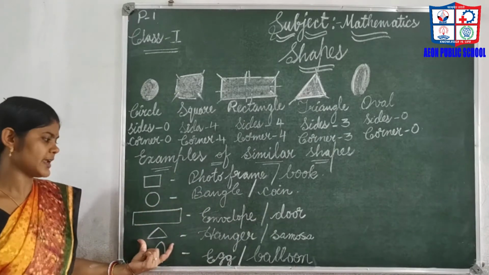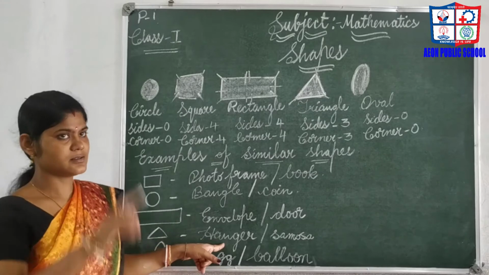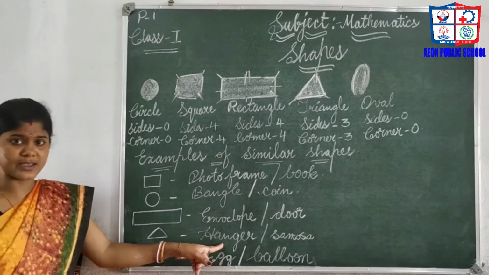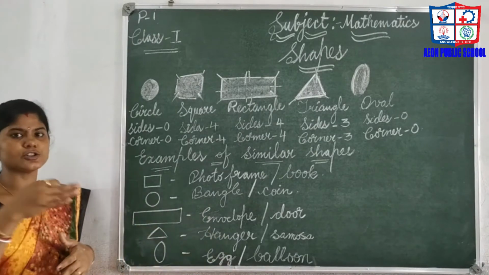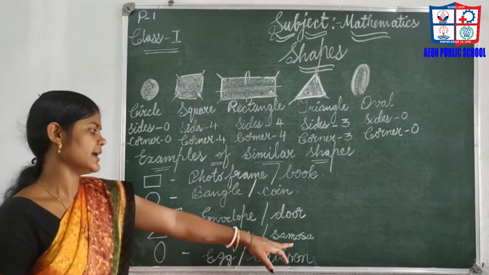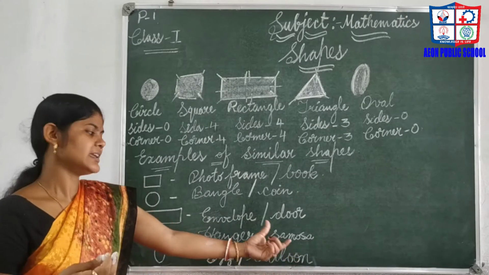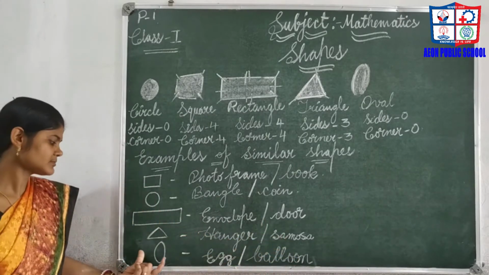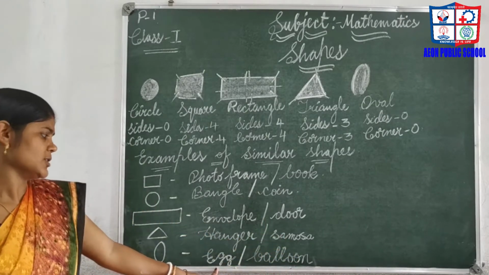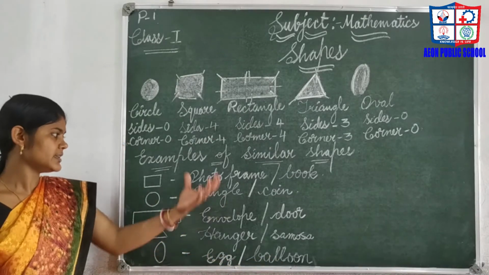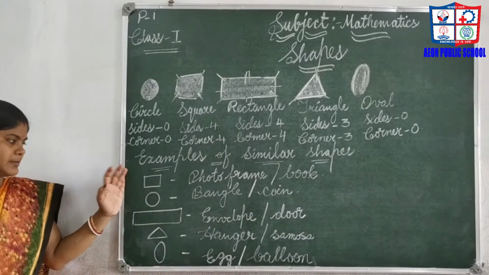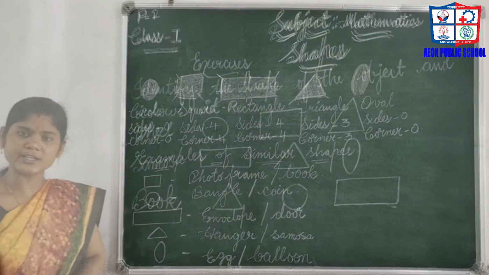Then come triangle. Hanger. The clothes we keep in the almari, we use a hanger. That hanger is also the shape of a triangle. And the samosa that we eat is also the shape of a triangle. Then oval. It is the shape of an egg and a balloon. So these are the examples of similar shapes. I hope it's clear to you.